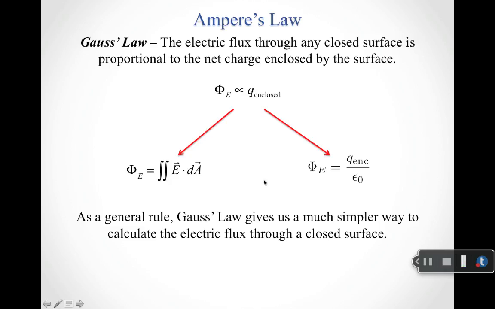And as a general rule, Gauss's law gives us a much simpler way to calculate the electric flux through a closed surface. So if you just need the electric flux, it's often much easier to just count up the charge enclosed than it is to try and deal with this double integral.